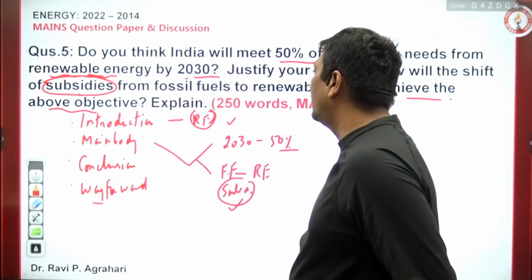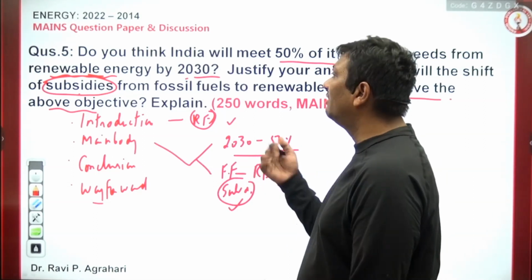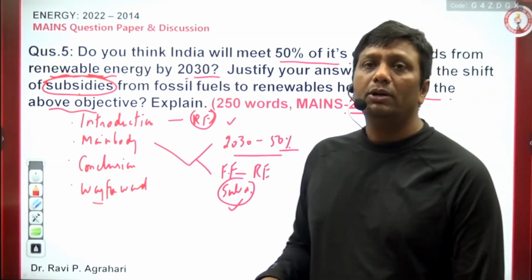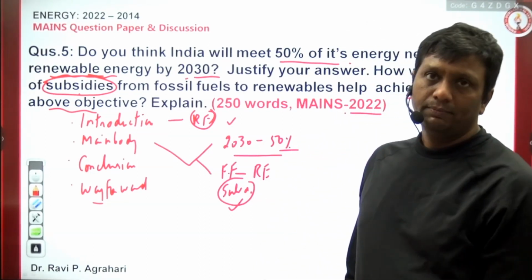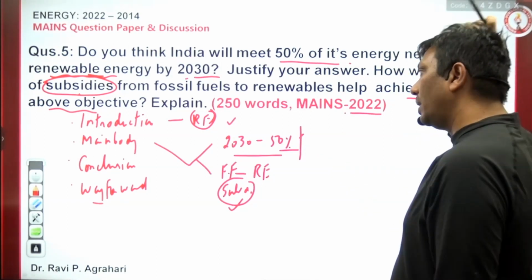So now come here in this case, guys. The introduction part: by 2030, 50% of renewable energy. Do you think India will meet 50% of its energy need from renewable energy by 2030? You say yes. And here you can see why so.